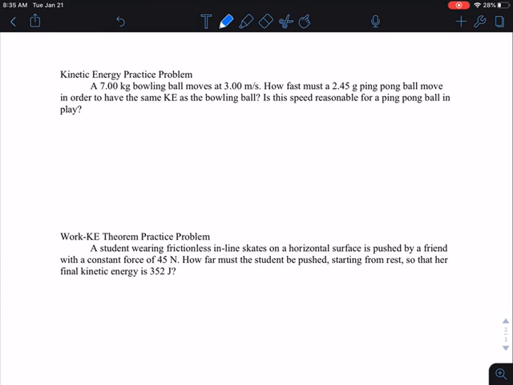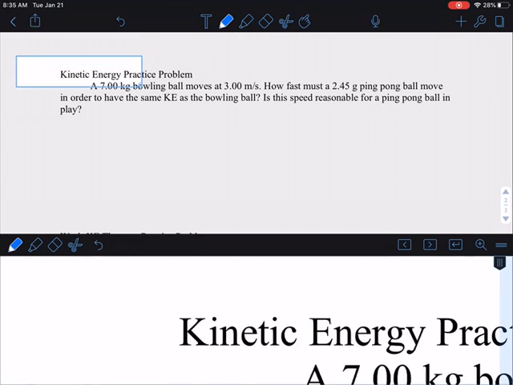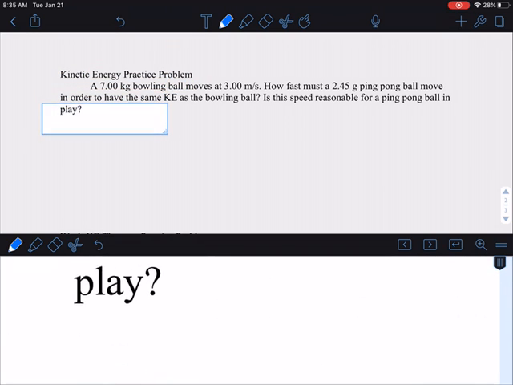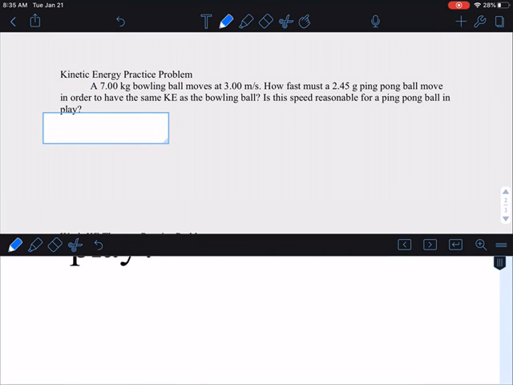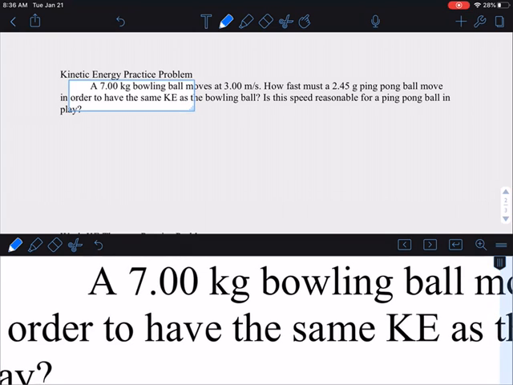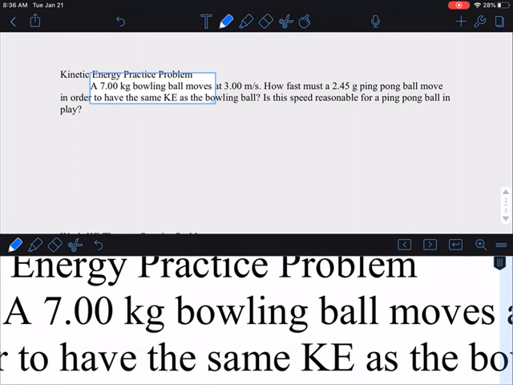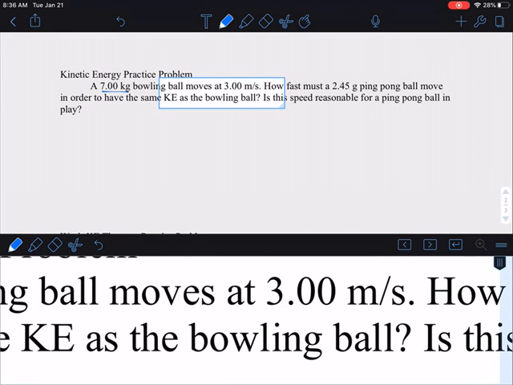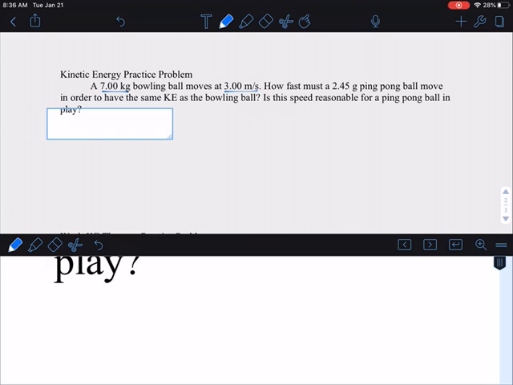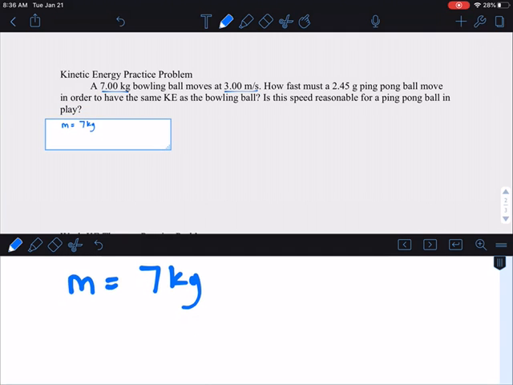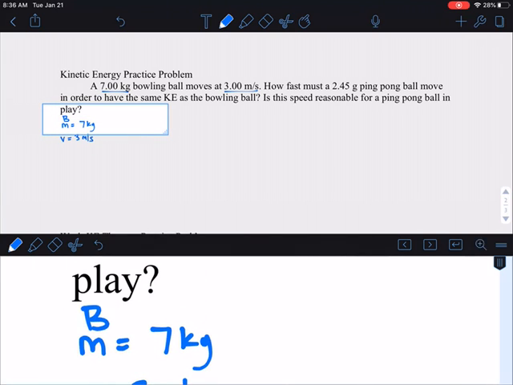Okay, so let's go ahead and do a few practice problems. The first one's kinetic energy. Let's read through the problem and look at our givens. A 7 kilogram bowling ball moves at 3 meters per second. I'm just going to stop and identify: mass equals 7 kilograms, and a speed of 3 meters per second. I'm going to title this bowling ball.